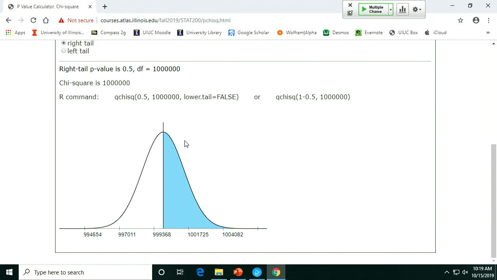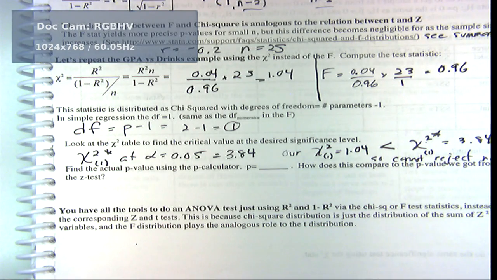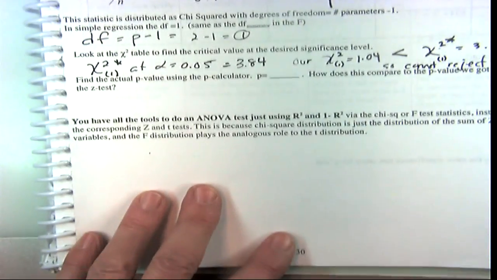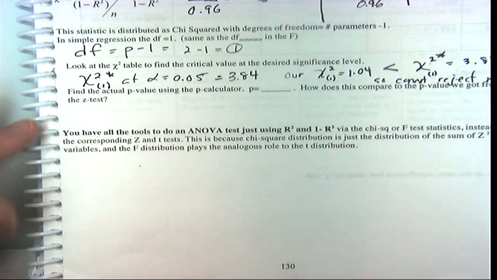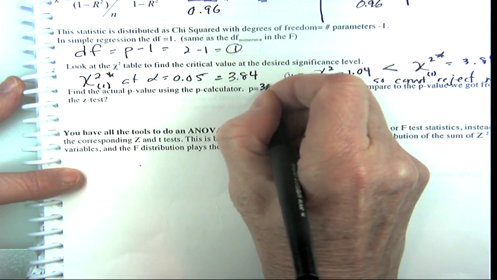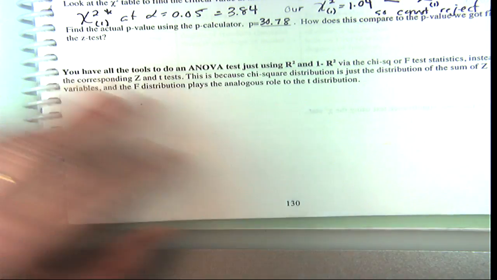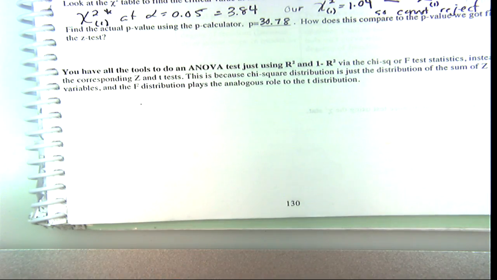All right, so let's go back to the document camera. Any questions? Should we draw these? Let's just draw these right now. All right, so find the actual p-value. We did, and we saw that it was a little over 30. It was 30.78%.